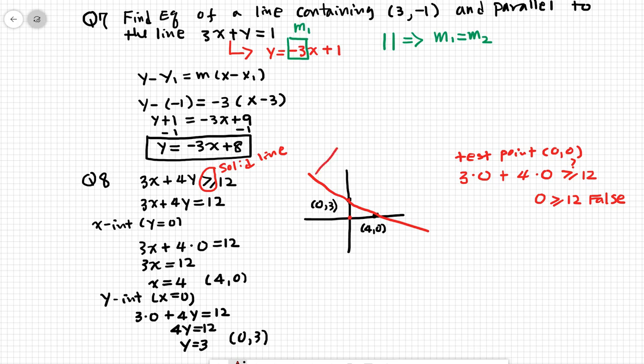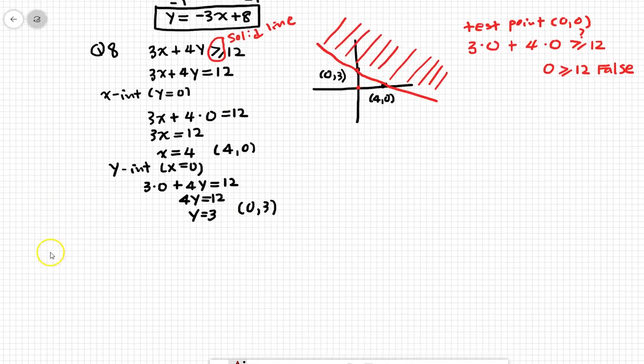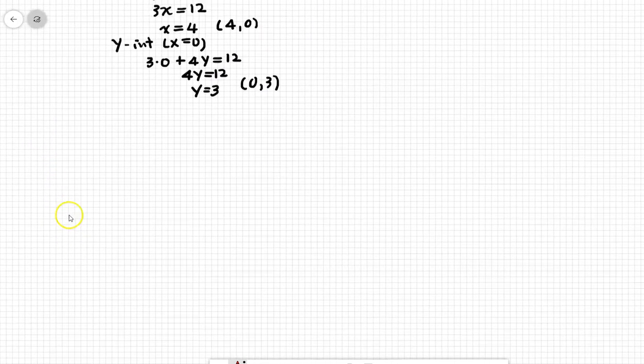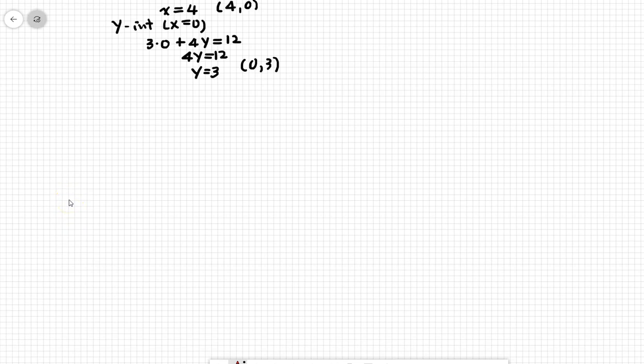So the solution is going to be, you have to shade the other side here. Okay? So that's the solution area. You're going to have to show your work, and you also have to show me the solution region on your graph. All right.